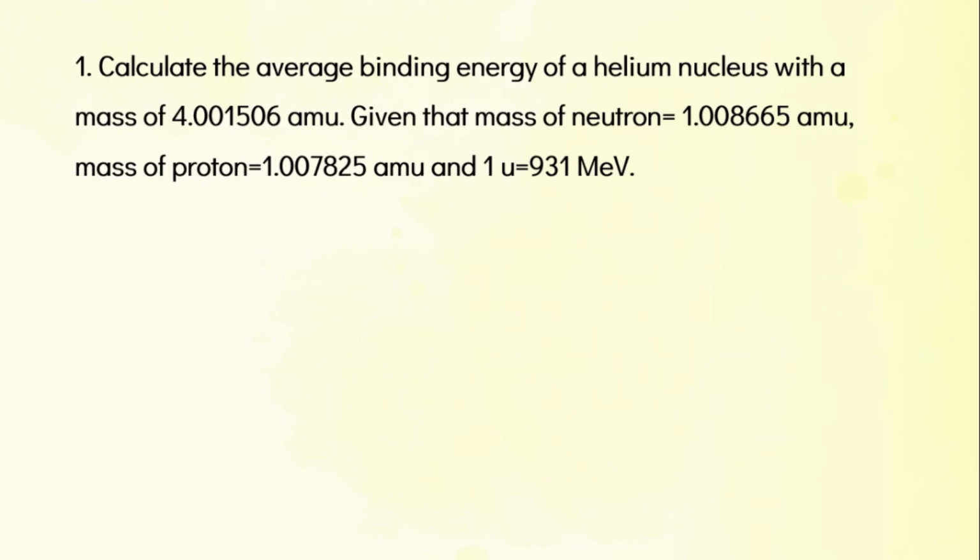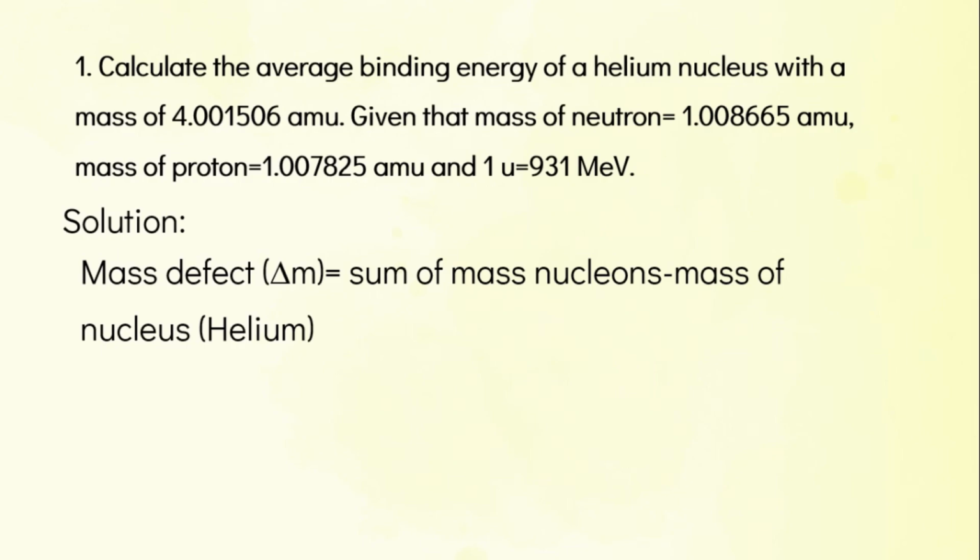We are asked to calculate the average binding energy of a helium nucleus with a mass of the given value, that is 4.001506 atomic mass unit. Given that mass of neutron is 1.008665 atomic mass unit and mass of proton is 1.007825 atomic mass unit, and we also have the value for one universal atomic mass unit, that is 931 million electron volt. So here we have to first find the mass defect.